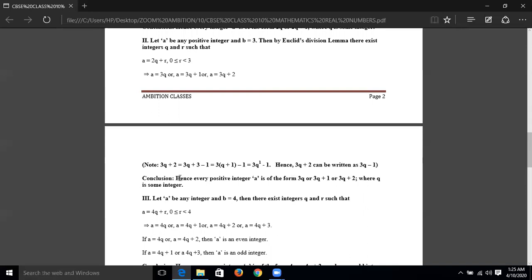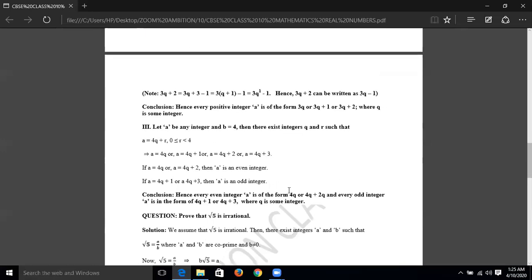So now the conclusion. Every positive integer a is of the form 3q, 3q plus 1 or 3q plus 2, or sometimes you can say 3q minus 1. But we have to remember this only: every positive integer a is of the form 3q, 3q plus 1, 3q plus 2. Think of any integer. You can write it in the form of 3q or 3q plus 1 or 3q plus 2.